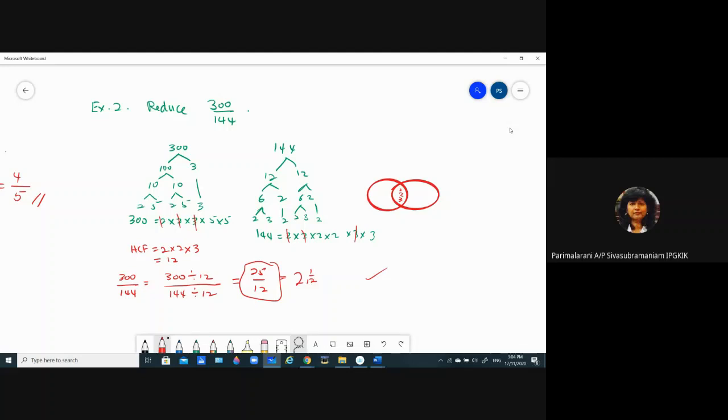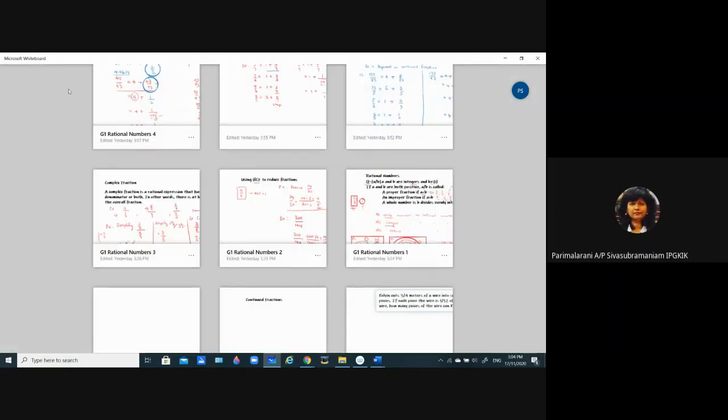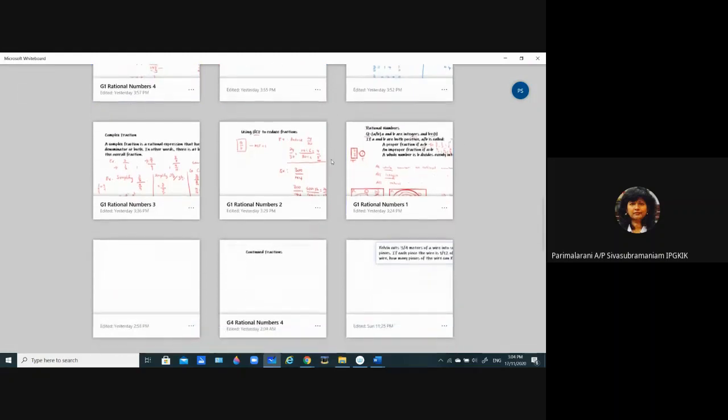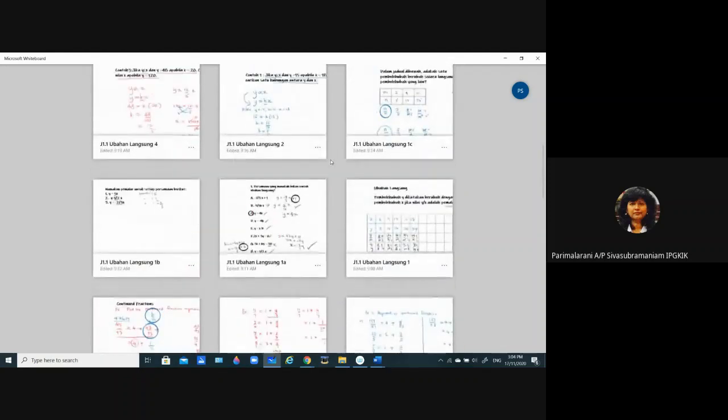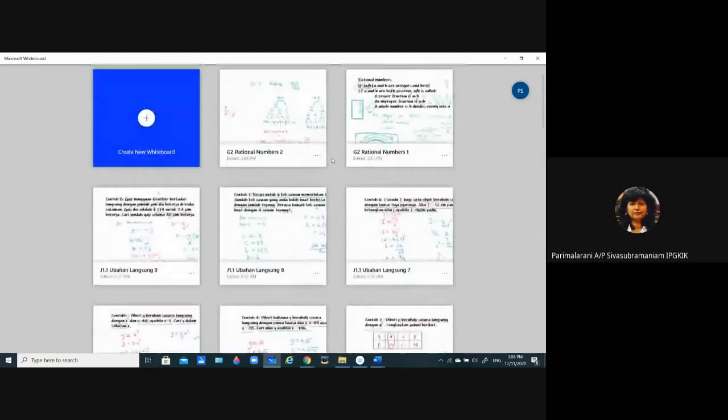Any questions? No? Okay, so we continue. So we have seen how we can reduce rational numbers or fractions. Next we're going to look at complex fractions.